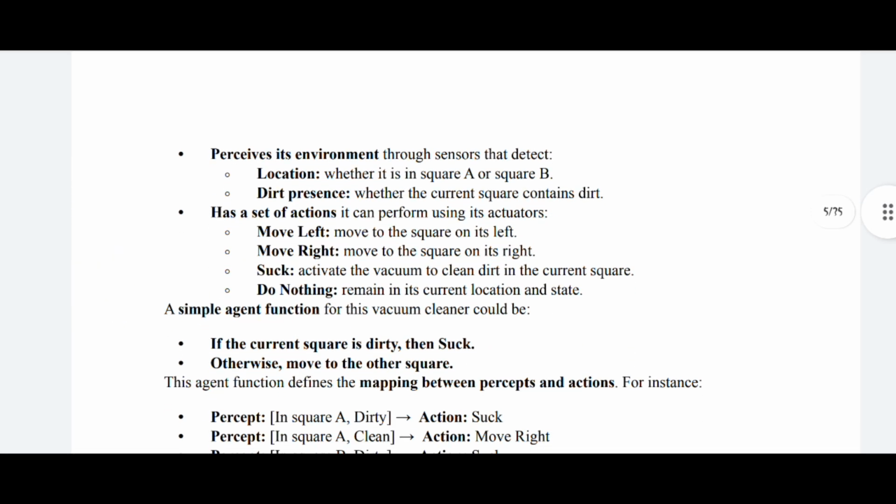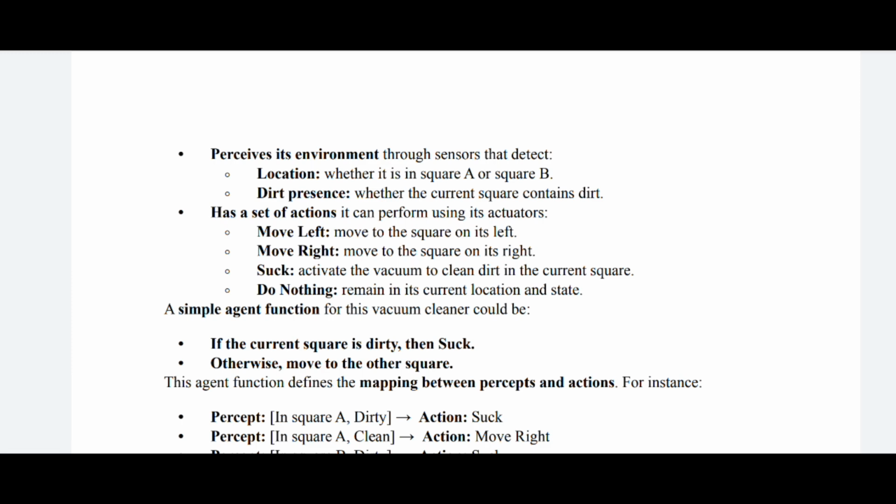Here, the agent perceives the environment through the sensors and detects its location, whether square A or square B, and dirt presence, whether the current square contains dirt. If it is dirty, it can clean, or if there is no dirt, it can go to square B. It has a set of actions it can perform using actuators. Move left: move to the square on its left. Move right: move to the square on its right. Suck: activate cleaning of the dirt in the current square. If there is no dirt, do nothing, remain in its current location and state.